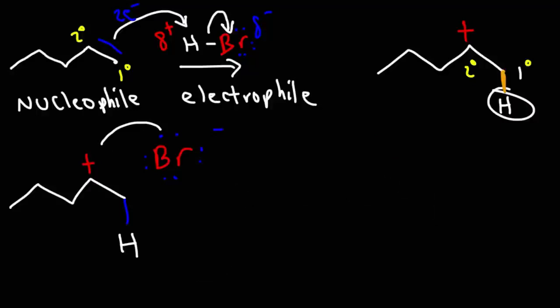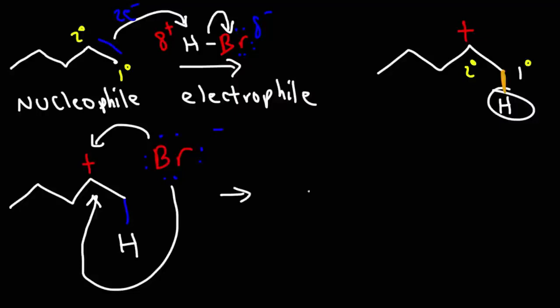Now let's go back to this part. The bromide ion can attack the carbocation in 2 different ways: from the front, or it can attack from the back. Because it can approach the carbocation in both ways, we can get a mixture of products. So we can get both the R and the S isomers in this reaction.